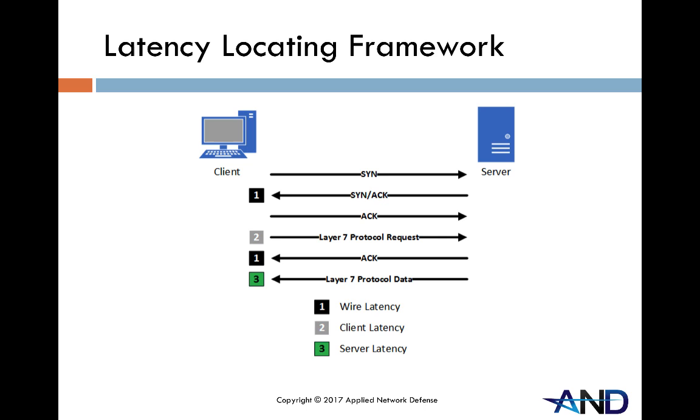If you see where number 2 is there, the layer 7 protocol request, that's where we will find client latency, any request from the client to the server. So we look at the previous ACK, and then we look at the delta between that and the layer 7 protocol request. And if there is a large amount of time there, we know we have client latency.